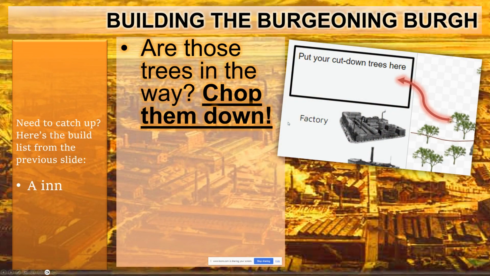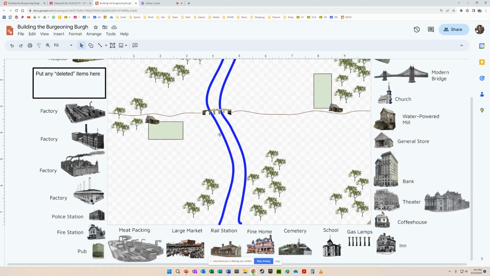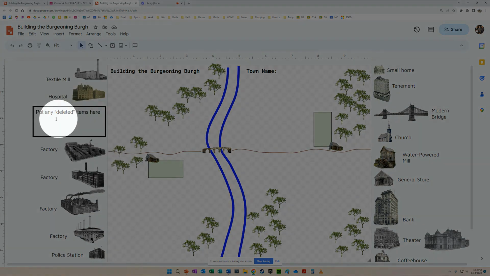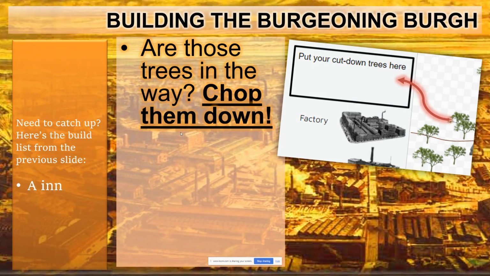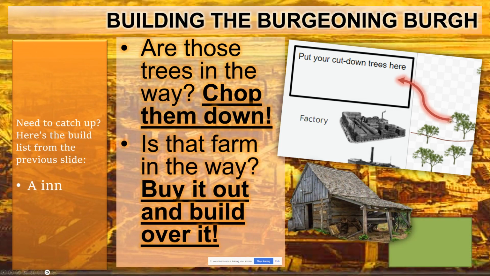Hey, do you realize that maybe some of those trees now are getting in the way? Well, hey, you know what? Go and chop them down here. So if you notice, on the top left-hand corner, there's a place to put deleted items. So I'm going to let you delete some items, actually just your trees right now. So go ahead, and if there are trees in the way, chop them down and put them in that box on the top left-hand corner.